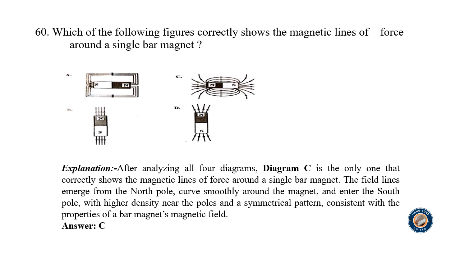The answer is C. After analyzing all 4 diagrams, diagram C is the only one that correctly shows the magnetic lines of force around a single bar magnet. The field lines emerge from the North Pole, curve smoothly around the magnet, and enter the South Pole, with higher density near the poles and a symmetrical pattern consistent with the properties of a bar magnet's magnetic field. Hence, the answer is C.